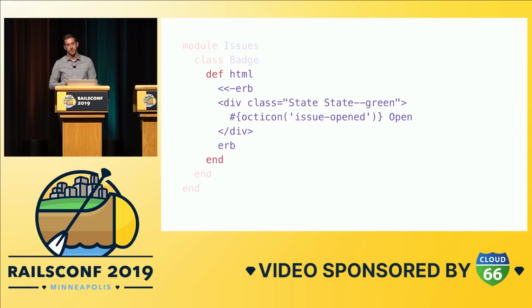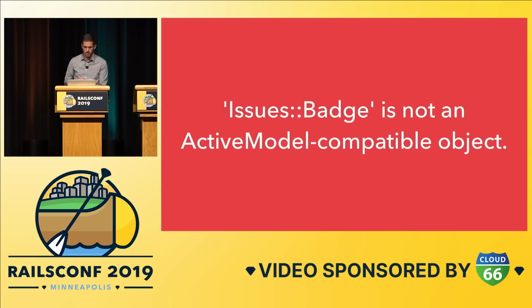First, we'll add a method to our component that returns the open issue badge from our partial. We'll call it HTML, as render, which React uses, is a loaded word in ActionView. And we'll run our test. So this is interesting. It looks like ActionView render doesn't like being passed our component. Imagine that. So let's teach it how to handle it.